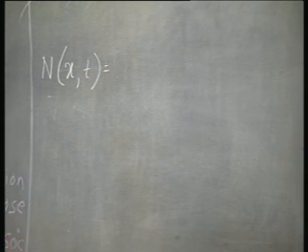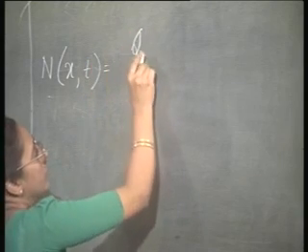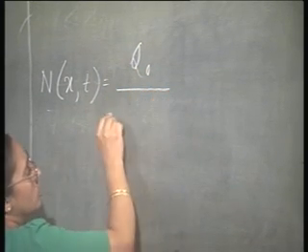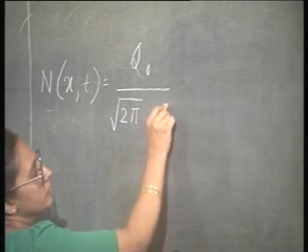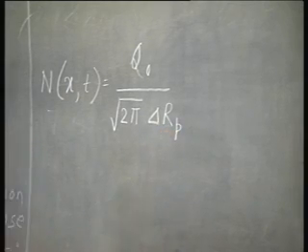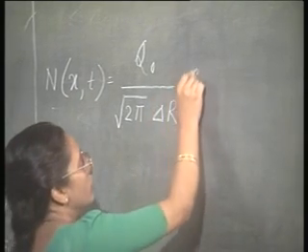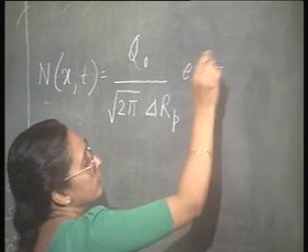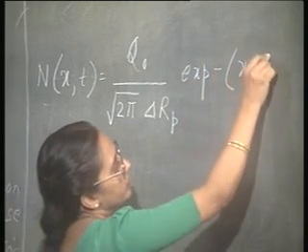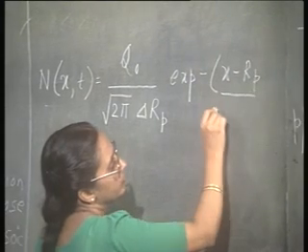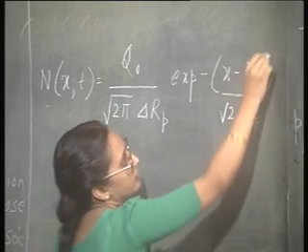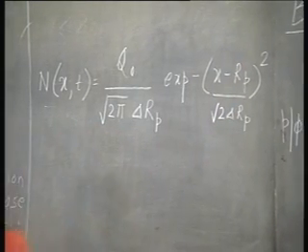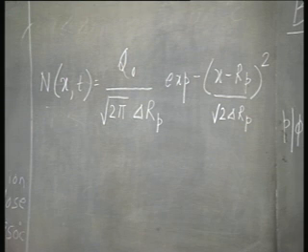remember, for ion implantation it was like this, Q0, that is the total dose, divided by root 2 pi delta Rp, exponential minus x minus Rp by root 2 delta Rp whole square. That was the profile just after ion implantation.